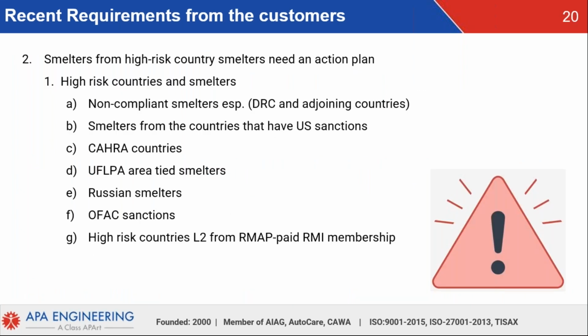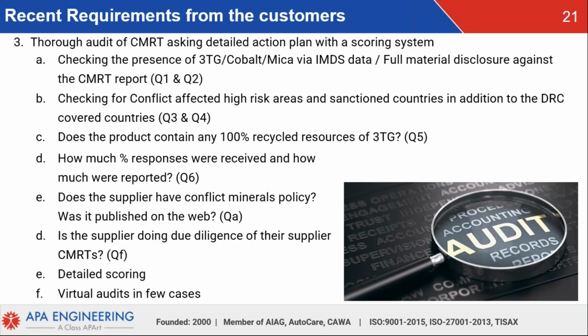Another biggest expectation from the customer is the clean smelters or low risk smelters. So apart from the product level CMRTs, while the product level CMRT can minimize the overall smelters that are associated, it may not improve the smelter quality. To achieve the smelter quality, customers have started to do a deep analysis on the risk profile of the smelters based on the country as well as the state locations. Most of the customers are asking for an action plan if the supplier CMRT has smelters from high-risk countries.